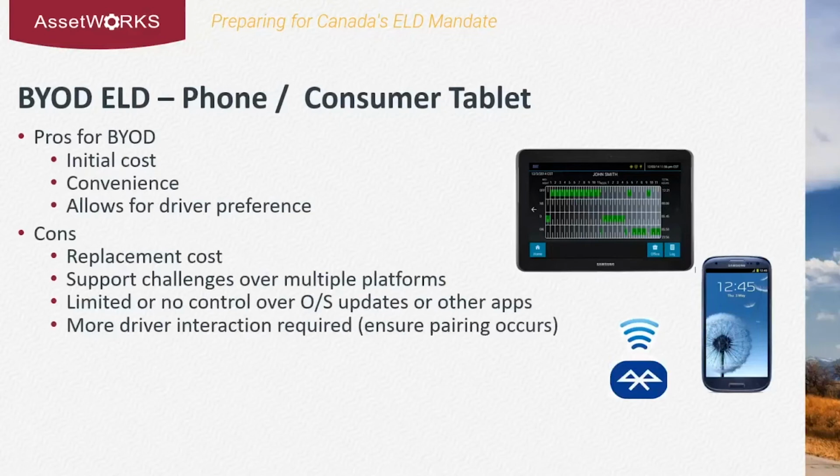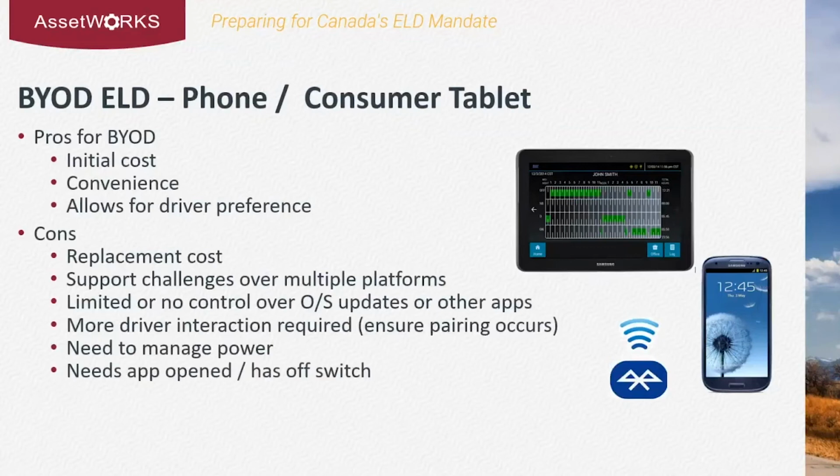There also is a little more driver interaction. You have to make sure, of course, the mobile app is on. You have to make sure the Bluetooth pairing occurs, because that's how they would connect to the ECM of the vehicle. And another element is you have to manage power. You're not connected directly to the vehicle, so you have to rely on the unit being powered up. The driver has to remember the power cord, and like I said, needs the app open, and the phones have an off switch, so it's got to be turned on.